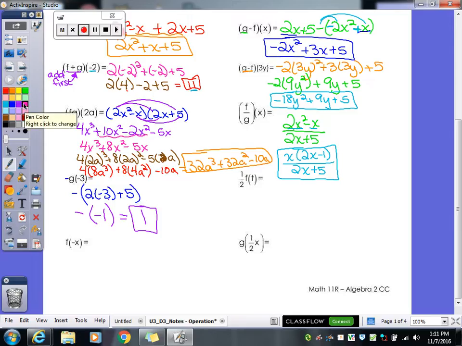Next one's telling us 1/2 of f of t. So that means I'm going to have this 1/2 here, and then I'm going to take my f function and plug a t in for it. So instead of 2x squared, I get 2t squared minus t. So now what do we do? Distribute our 1/2. So 1/2 times 2 gives us 1t squared. 1/2 times the 1t gives us 1/2 t. Then that's our final answer.